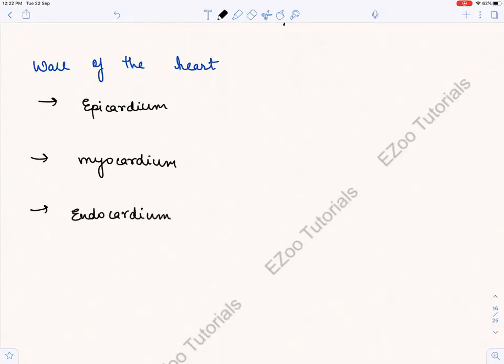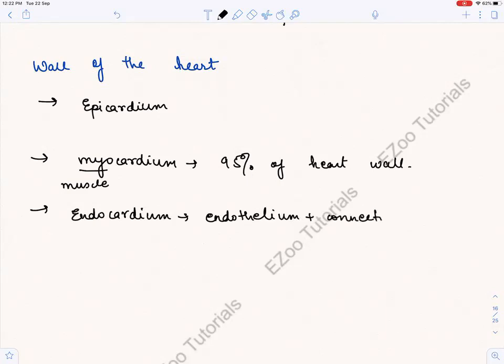Epi means outside, so it is the outside layer. Myocardium, myo means muscle. So basically it is responsible for pumping, and it makes up 95% of the heart wall. And the cardiac muscle, you know, is involuntary. Endocardium is a thin layer of endothelium and some connective tissue, right? And it is providing a smooth lining to the chambers of the heart.